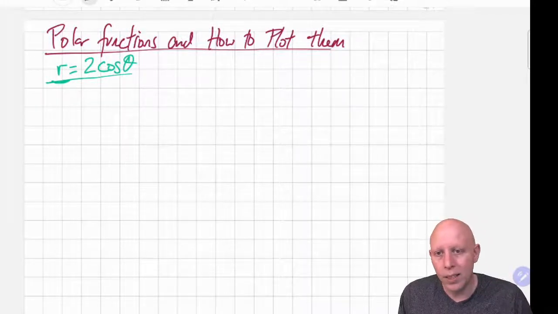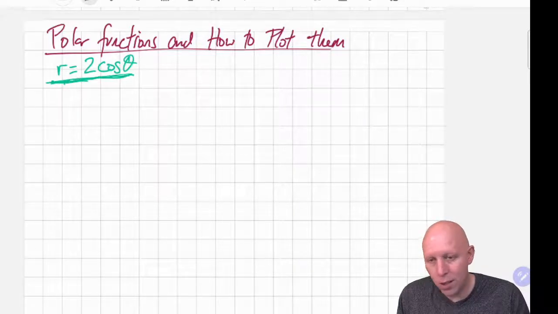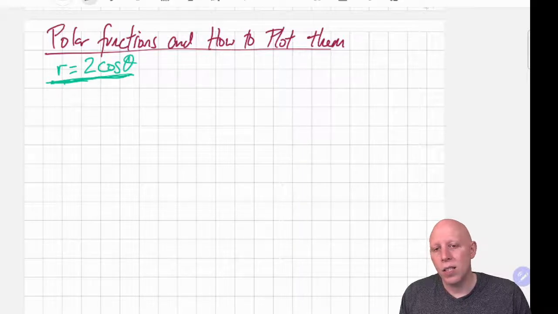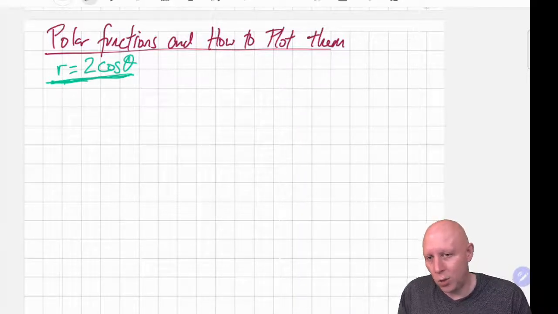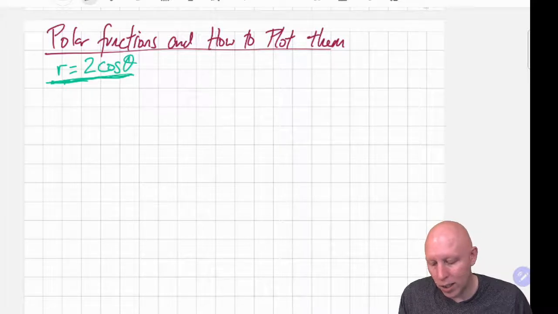Hi, welcome back. In the last few videos, we've encountered equations that have looked like this, where we have r is equal to some function of theta on the right-hand side. And what I'd like to do is spend a little bit of time talking about what this means and how you would plot such an equation in polar coordinates.